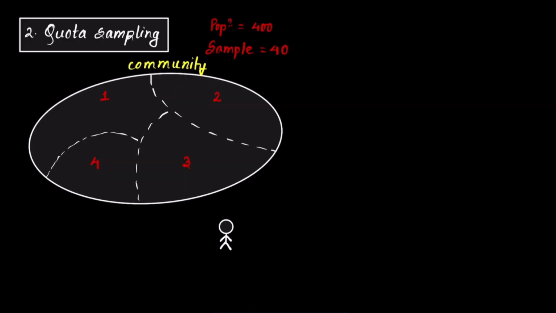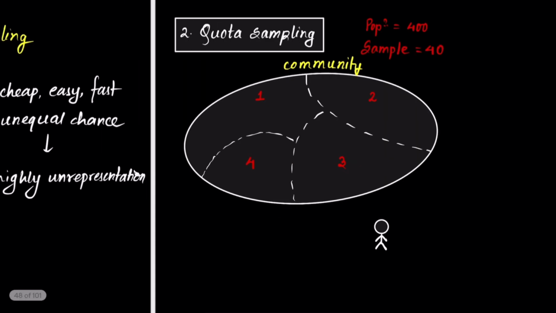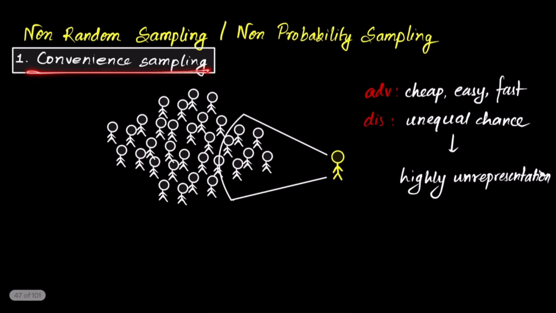So we have a community of 400 individuals, and the surveyor wants a sample of 40 individuals. In case of convenience sampling, the surveyor would simply reach out to the individuals that are easily approachable. That creates an unequal chance for the individuals. That is, the individuals that are easy to approach have a higher probability of selection, and the individuals that are less approachable would have lesser probability of selection.